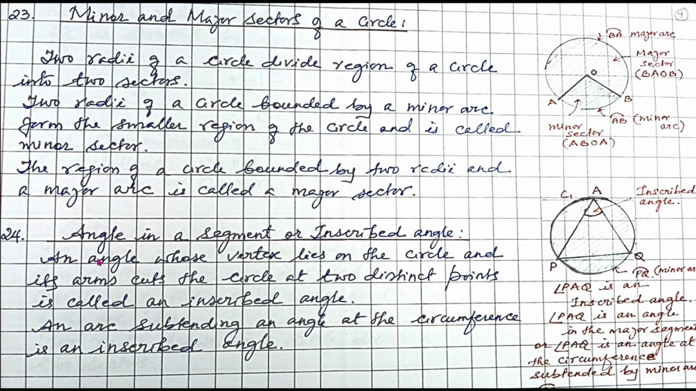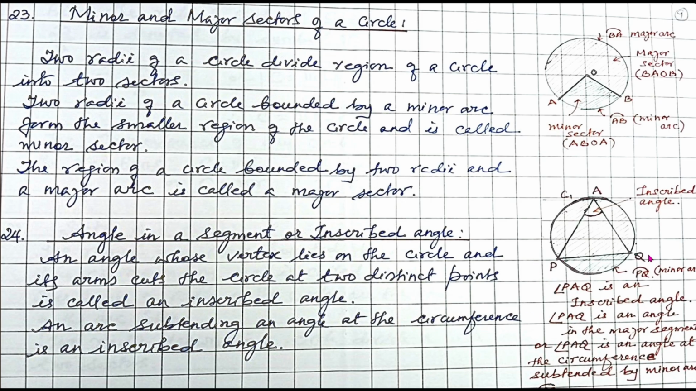Remember that. Angle in a segment, or inscribed angle. An angle whose vertex lies on the circle and whose arms cut the circle at two distinct points is called an inscribed angle. If you look at the figure, PAQ is an angle. The vertex of the angle lies on the circumference and the arms of the angle, that is AP and AQ, cut the circle at two distinct points P and Q. Therefore angle PAQ is called an inscribed angle. An arc subtending an angle at the circumference is an inscribed angle.